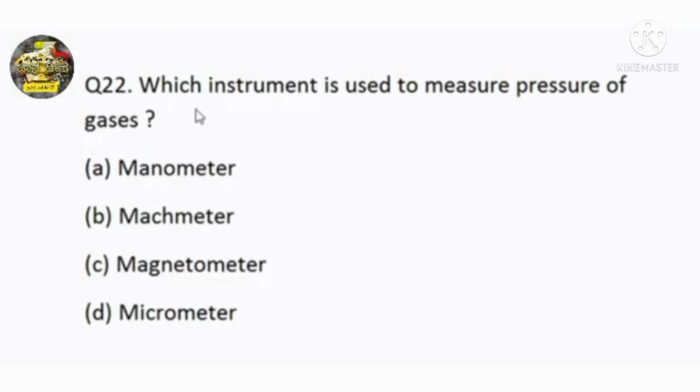Which instrument is used to measure pressure of gases? A, manometer. B, matchmeter. C, magnetometer. D, micrometer. The right answer is manometer. That is option A is the right answer, manometer. Next we move on to the 23rd question.